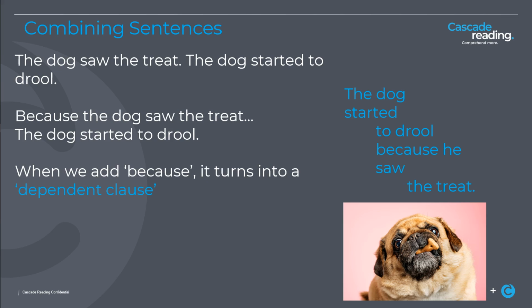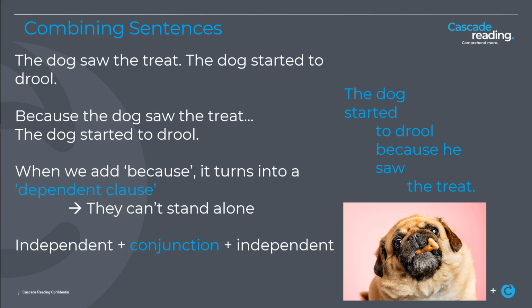For example, if I just said because the dog saw the treat, there's something missing there. Right? It doesn't feel like a complete sentence. It's describing something that's about to be explained, but it doesn't actually give a full meaning for us. But when we add the dog started to drool, then we get the bigger picture of what's being said. So just as a recap, dependent clauses cannot stand alone.